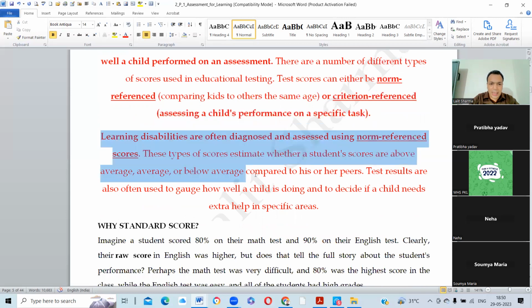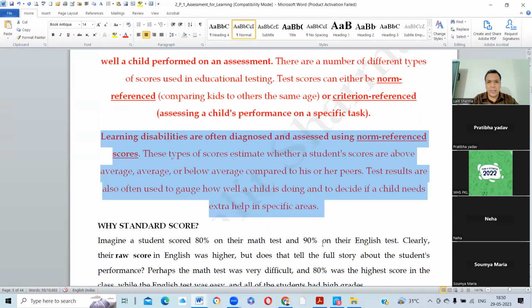Okay, then learning disabilities are often diagnosed. If the student has a learning disability, they are often diagnosed and assessed using a norm reference score, right? What is a norm reference score? Comparing kids to others of the same age. For example, at the age of 4 years, we compare the 4-year-old student with other 4-year-old students in case of a learning disability, and this is called norm referenced. Under the criterion reference, we assess a child's performance on a specific task.